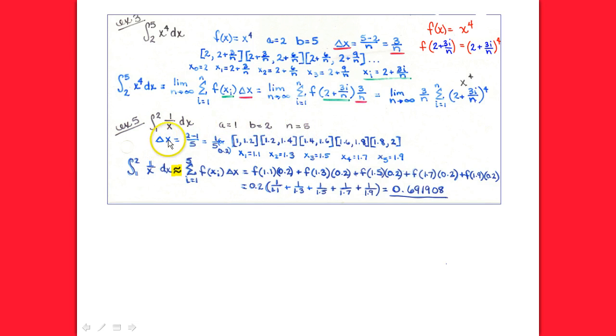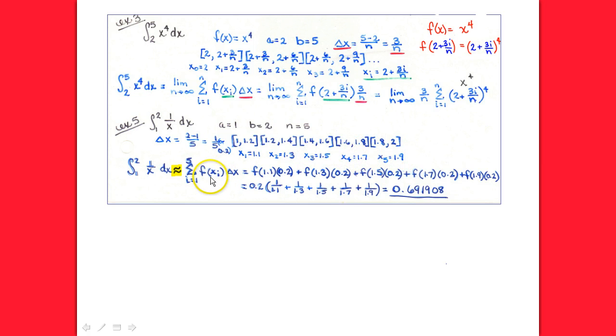So I can say change in x is b minus a over n, so that would be 1/5, or if you'd rather use a decimal, 0.2. My first interval will go from 1 to 1.2, then 1.2 to 1.4, 1.4 to 1.6, 1.6 to 1.8, 1.8 to 2. There are my subintervals. When we use the midpoint, we go to each of those subintervals and choose the midpoint of that interval. So halfway between 1 and 1.2 is 1.1. Midpoint of 1.2 and 1.4 is 1.3, and then so on, 1.5, 1.7, and 1.9.